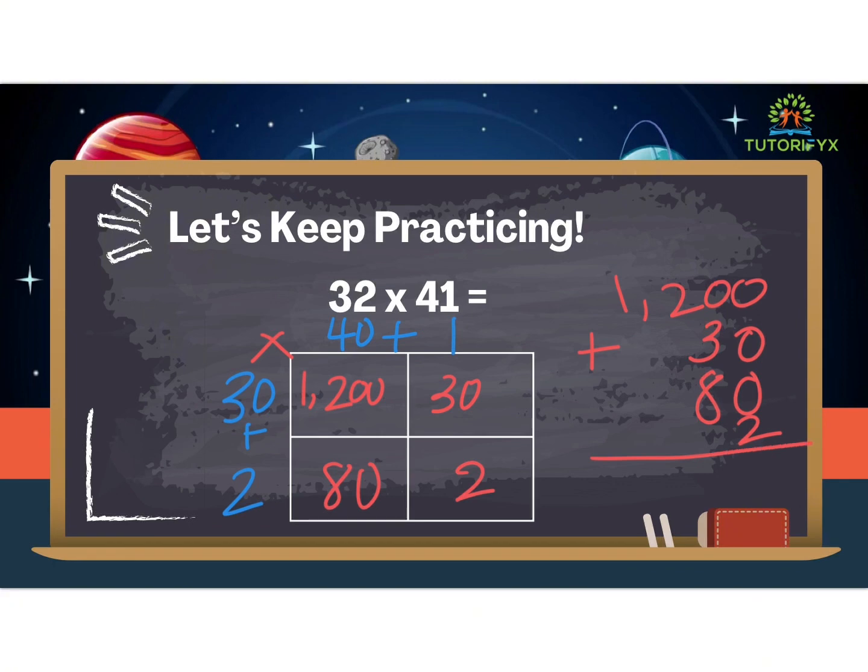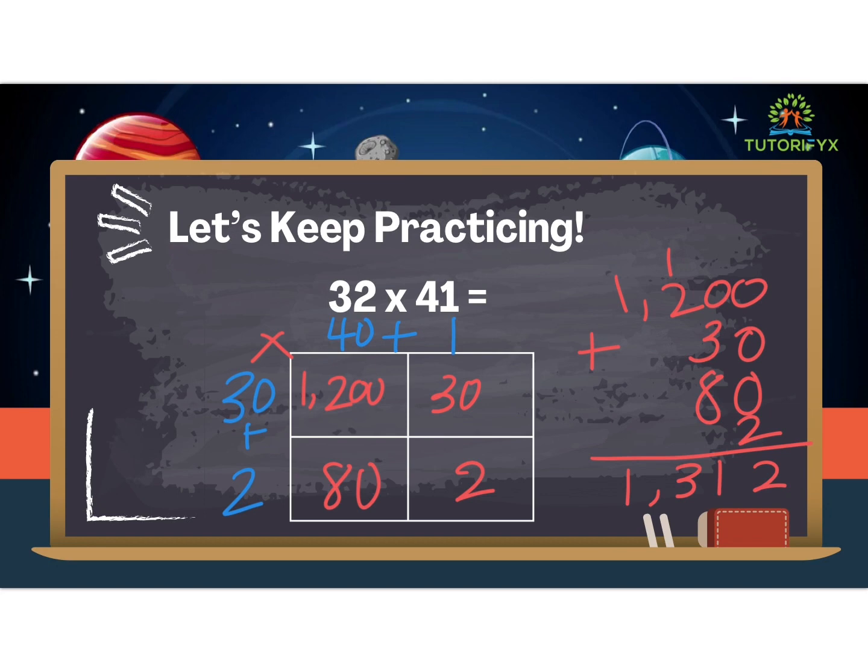Remember, it is so important that you line your digits up properly in order to get the right answer. 0 plus 0 plus 0 plus 2 is 2. 8 plus 3 is 11. Carry the 1, of course. 2 plus the 1 we carried is 3. Bring down that 1. 1,312. That wasn't too bad, was it?